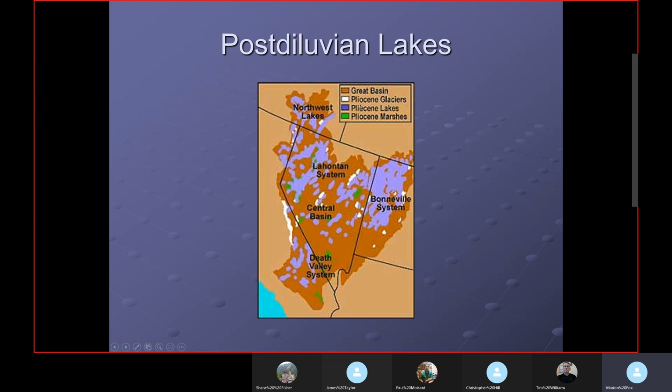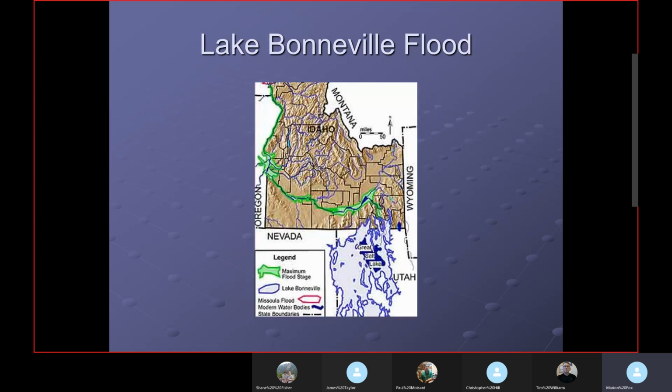Pliocene glaciers. There were glaciers there, no doubt, that were created during the flood, and lakes that formed here. This is in the state of Utah, and here's the state of Nevada. Okay, but the Death Valley system also. So these were lakes that were there. They were there after the flood, of course.